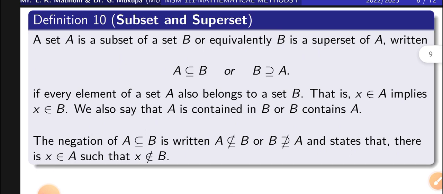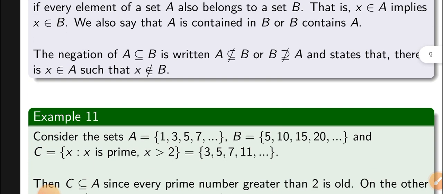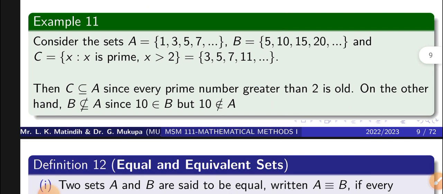The negation, A is not a subset of B, or B is not a superset of A, states that there exists x, a member of A, such that x is not a member of B. Okay, so let's look at the example here. Consider the sets A = {1, 3, 5, 7}, then B = {5, 10, 15}, and C = {x : x is a prime greater than 2}. So that's {3, 5, 7}.